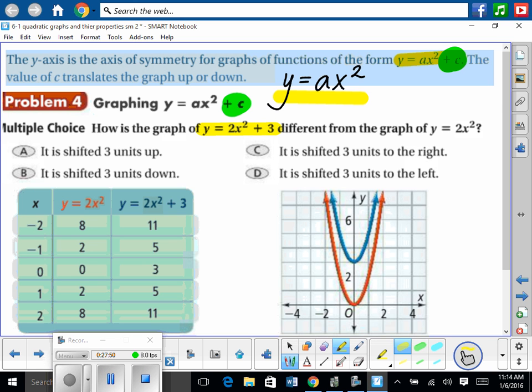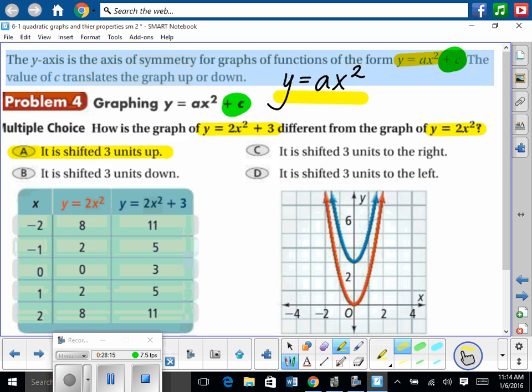Okay, so it says, how is the graph of y=2x²+3 different from the graph y=2x²? Well, let's look at it. 2x² originally was what we had, and then we have +3. So we now take that parabola and we just simply shift it up 3 units. Does everybody understand? The lowest point was at the origin. We've now shifted it up 3 values.